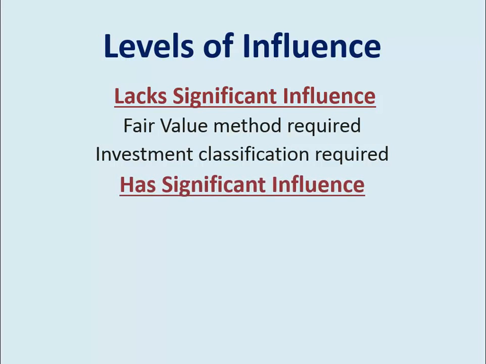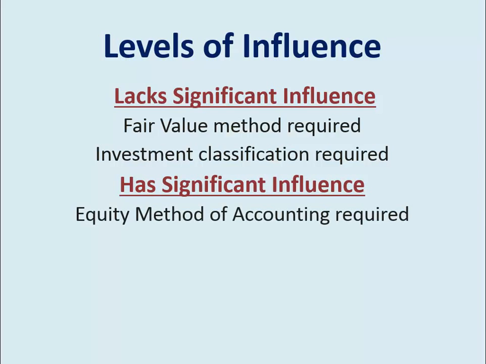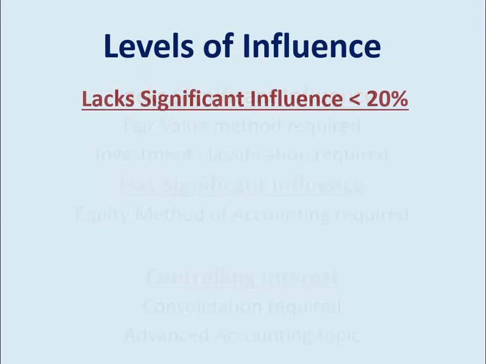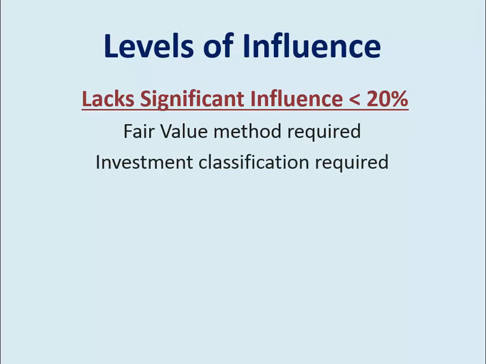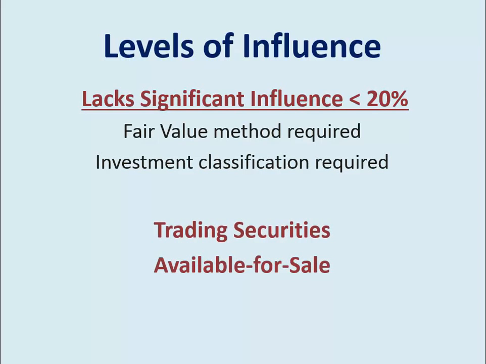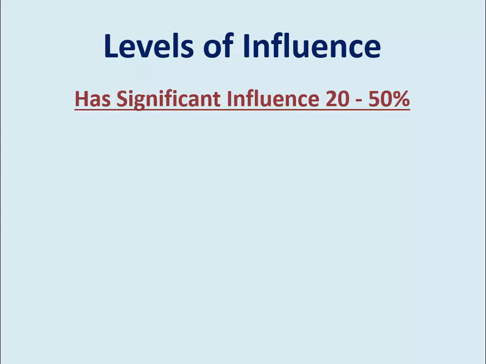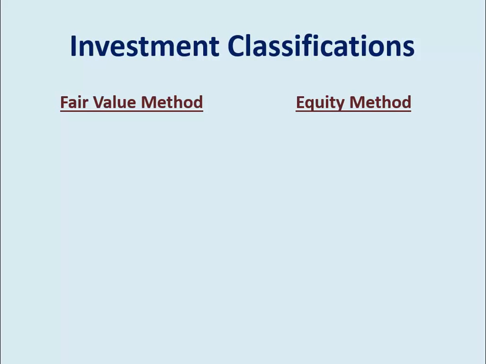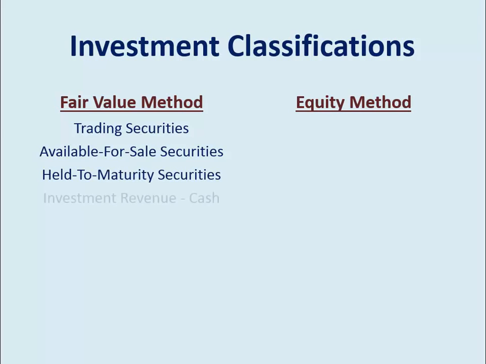Investment classification is required. If you do have significant influence, the equity method is required. Control and consolidation is required. Investment classification for lacking significant influence is trading, available for sale, and held to maturity. If you have significant influence, you're required to use the equity method. You do not classify your investments into trading, available for sale, or held to maturity. Here are your classifications.